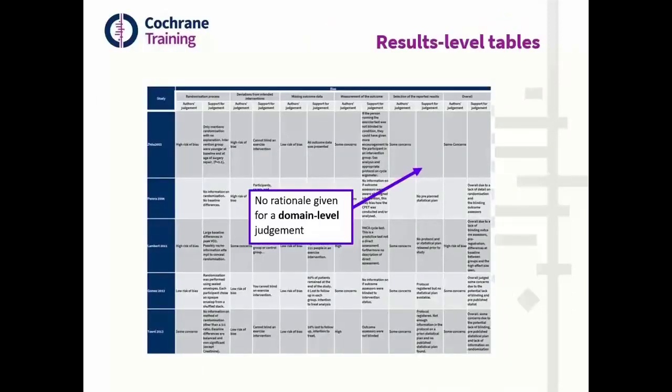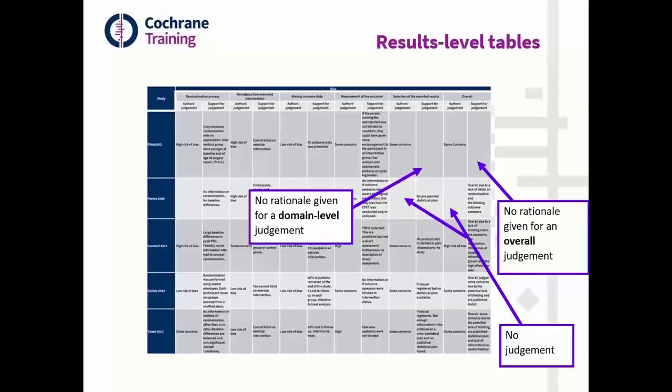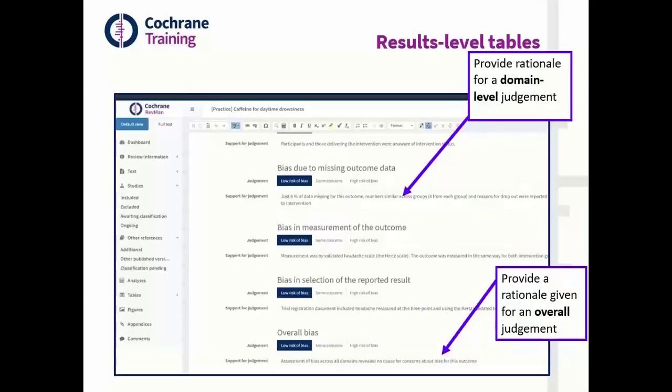And this is just an example with some empty cells. So that's not where we would like to see all of those filled in. And this is the place in RevMan Web where you would be completing those pieces of information in the RoB2 section.